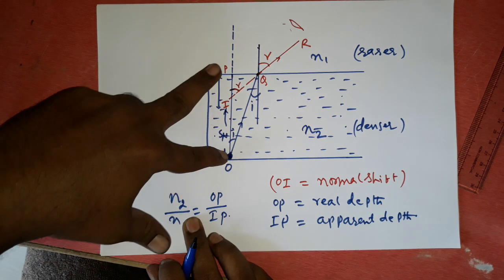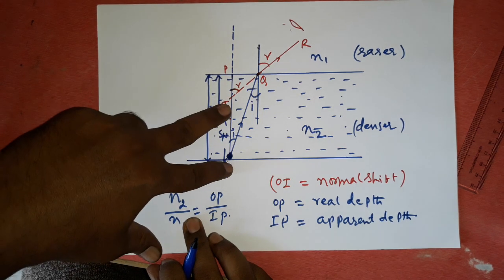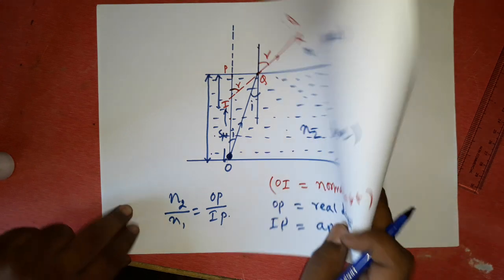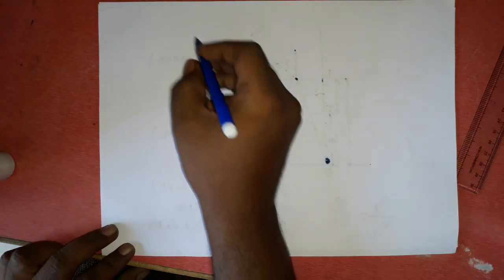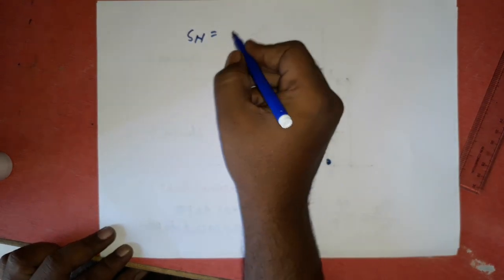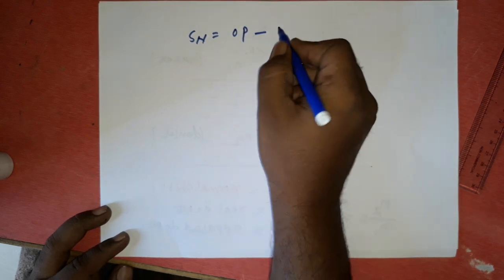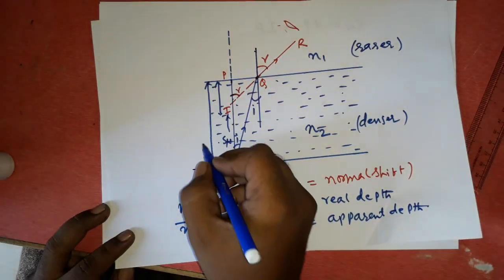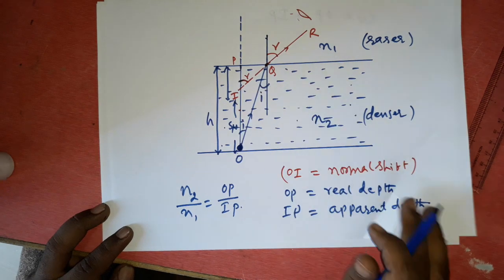Real depth is OP. If I subtract apparent depth IP, then I will get the shift. That means normal shift is equal to real depth minus apparent depth. Real depth is OP minus apparent depth IP. Real depth, let us say it is height h. This is apparent depth. Okay. Now you see.